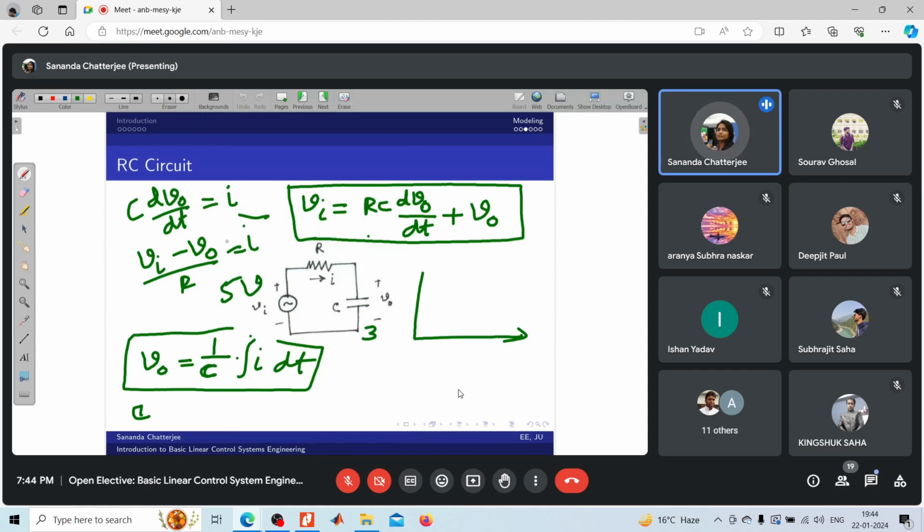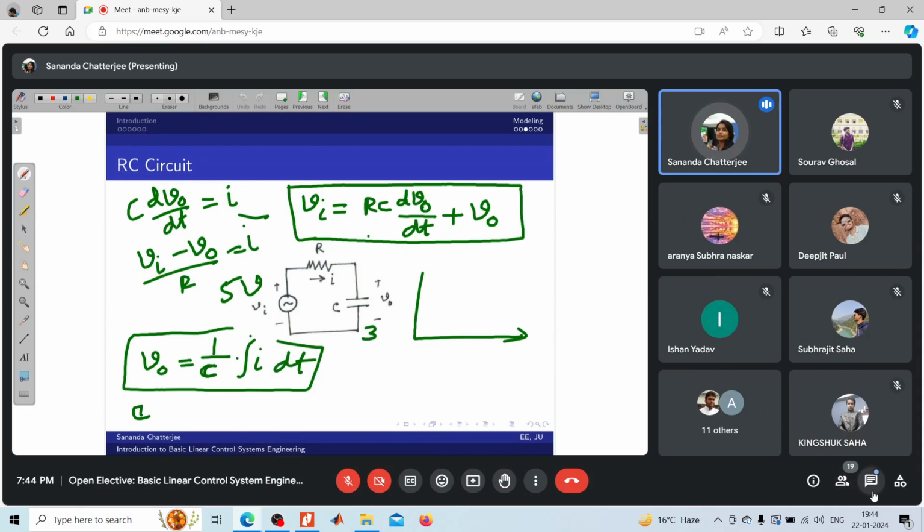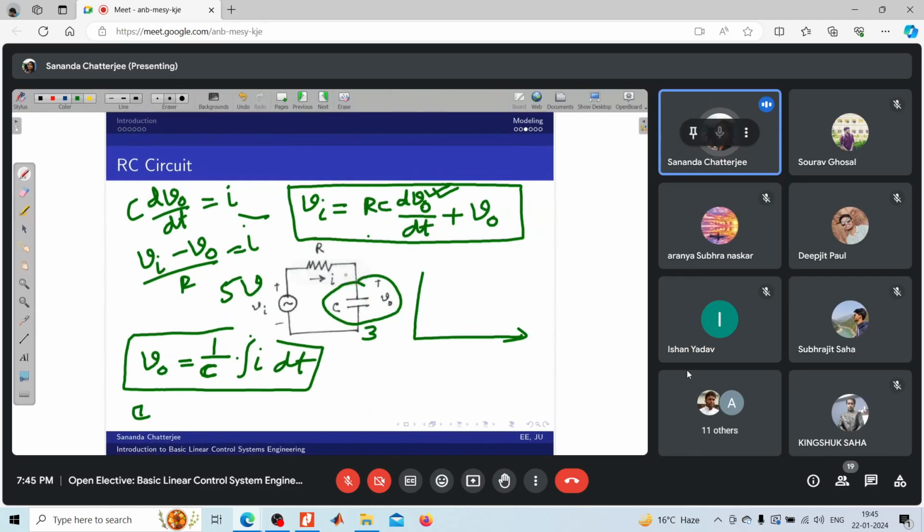And the property of the system is actually, by seeing that output, you will understand that there are energy storing elements involved in the system. And the order of this differential equation gives us the number of independent energy storing elements present in the system. In this case, for this RC circuit, there was only one energy storing element present. So the order of the differential equation here is 1. So it represents that there is one energy storing element.